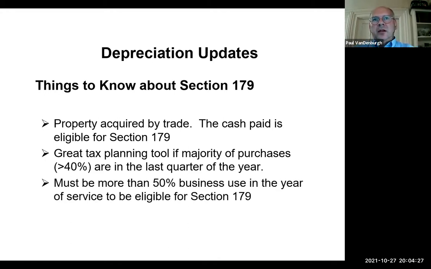At least 50% business use. The asset has to be used at least 50% for business use in order to be eligible for any of it to be used in Section 179. And then the amount of Section 179 on that asset would only be the total business use portion, i.e. the 50% or more.